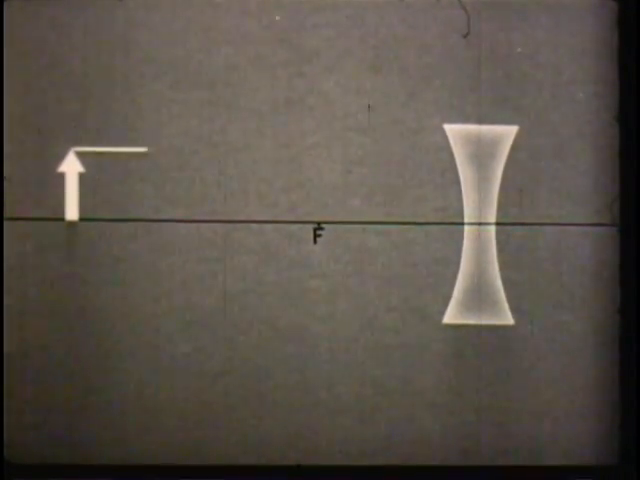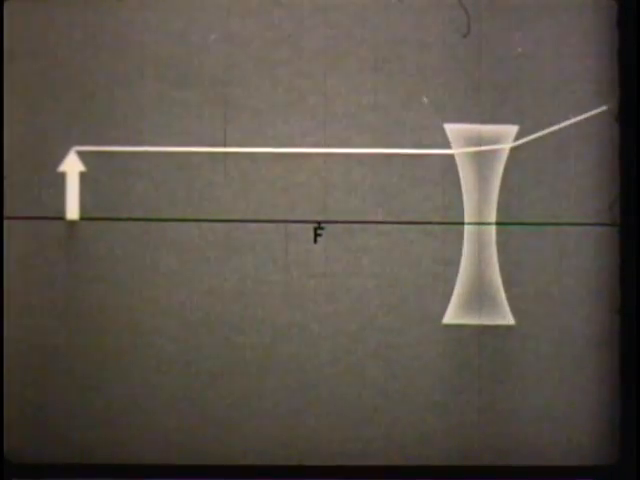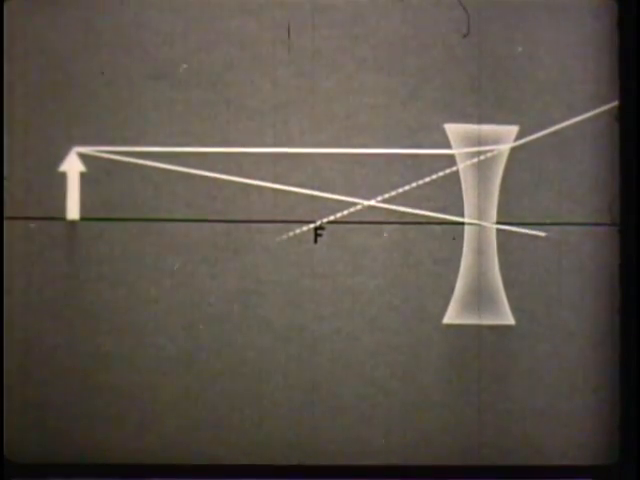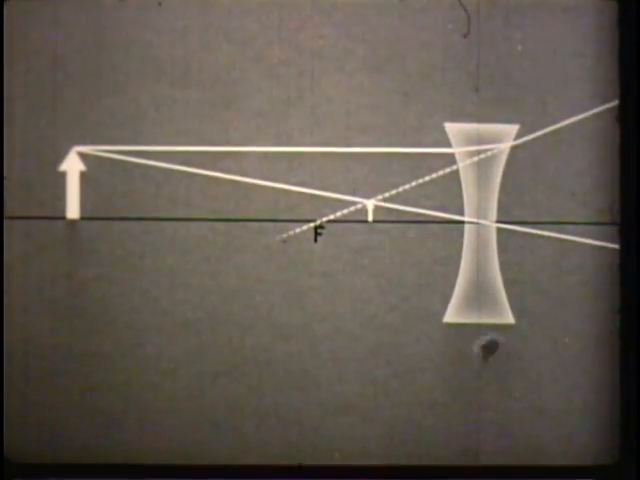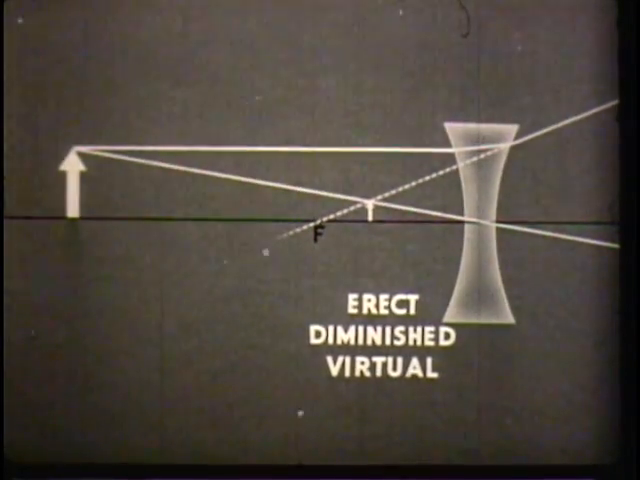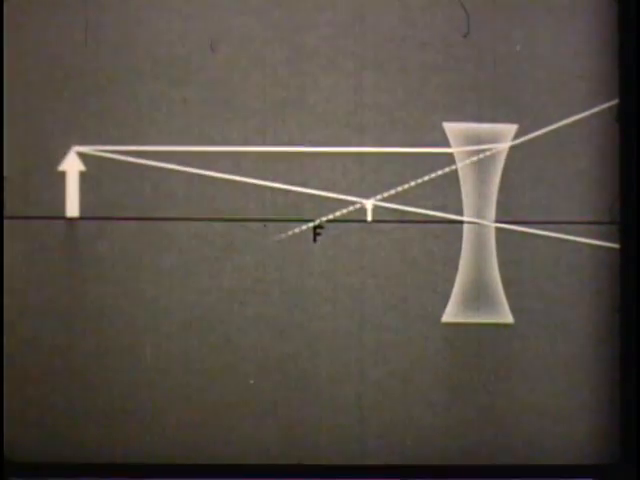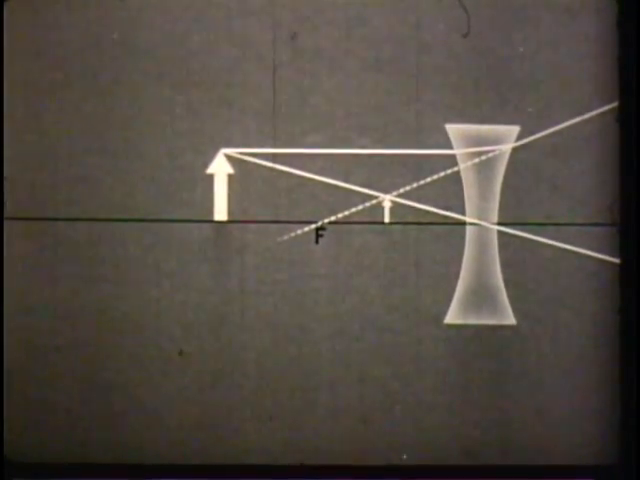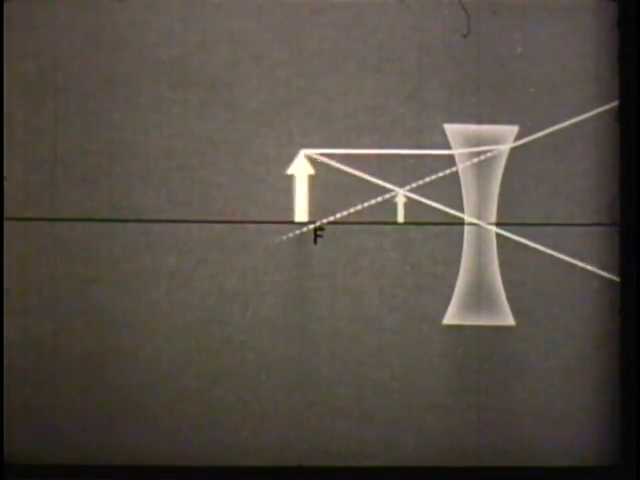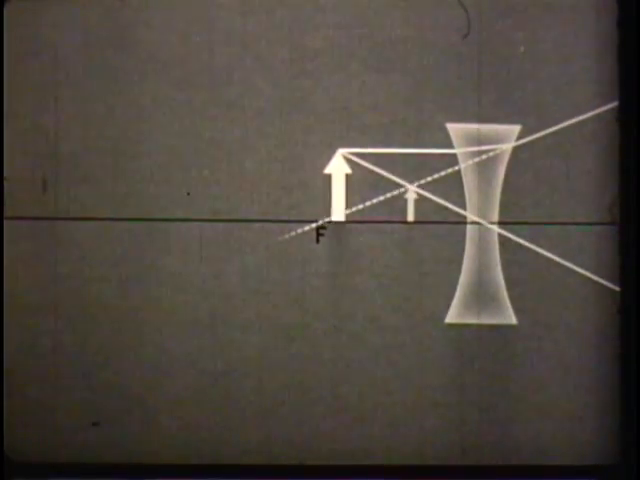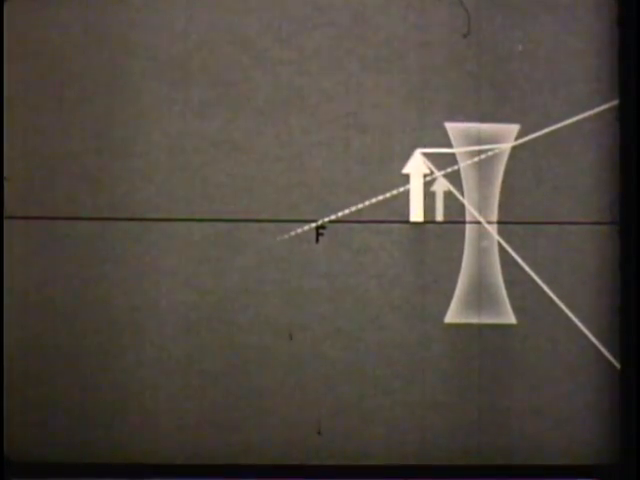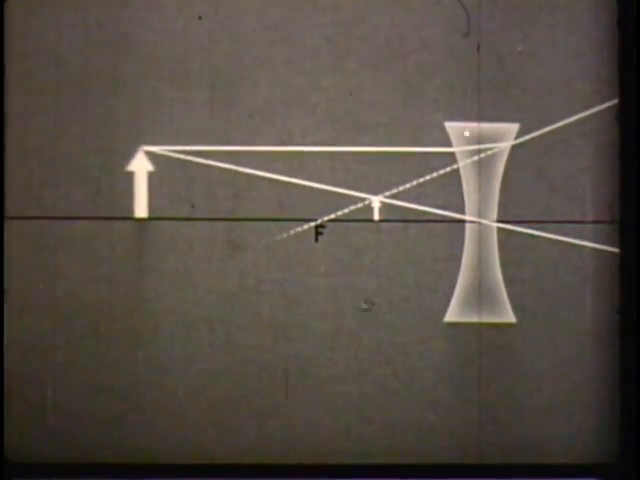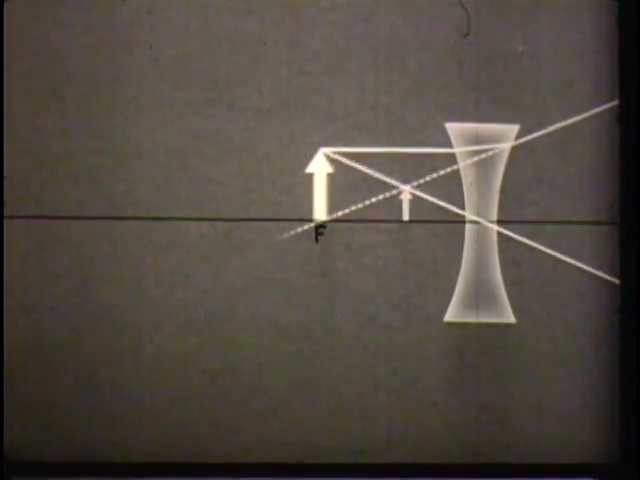Images formed by concave lenses can be constructed by using two rays as before. One ray parallel to the axis diverges from F. The other ray through the center is unchanged. The image is erect, diminished, and virtual. Wherever the object is placed, the image is always erect, diminished, and virtual. And the pivoting of one ray is again seen.